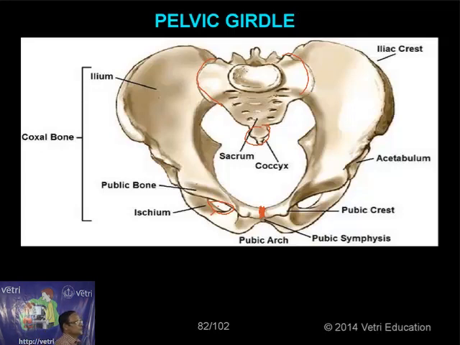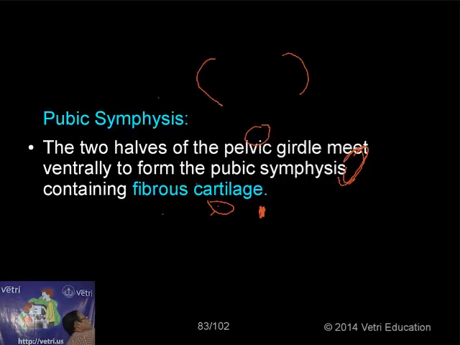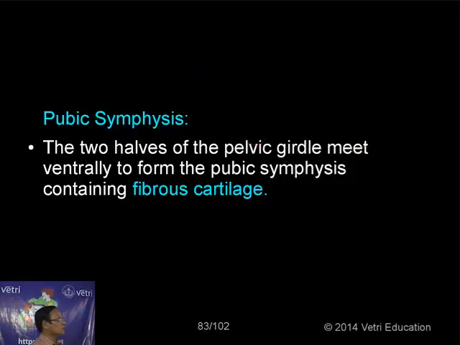So all these bones meet together, and at the point of meeting you can see the acetabulum. This is the cavity into which the head of the femur fits. Some of you studied all these things in your 9th standard, I think. So let's go further. Now the pubic symphysis, what I mentioned: the two halves of the pelvic girdle meet ventrally to form the pubic symphysis containing fibrous cartilage. That means the two bones are joined together by means of fibrous cartilage. That is called the pubic symphysis.